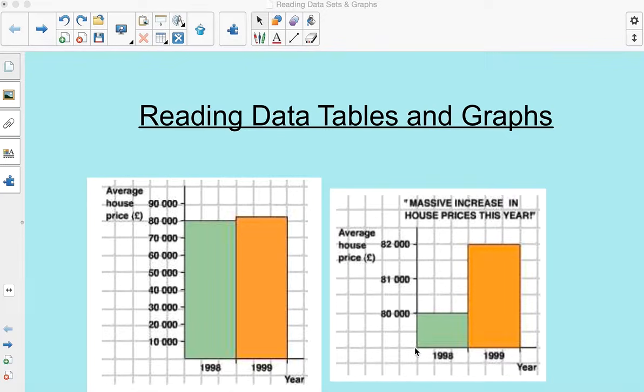One thing to take note of when you're reading a table is to make sure that you understand your intervals. What are they going up by? Different interval spacing will create very different looks for your graphs and what you're looking at.